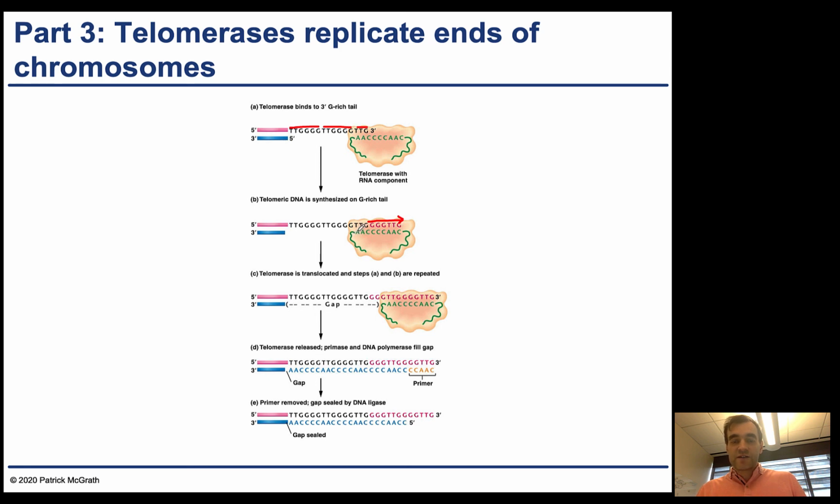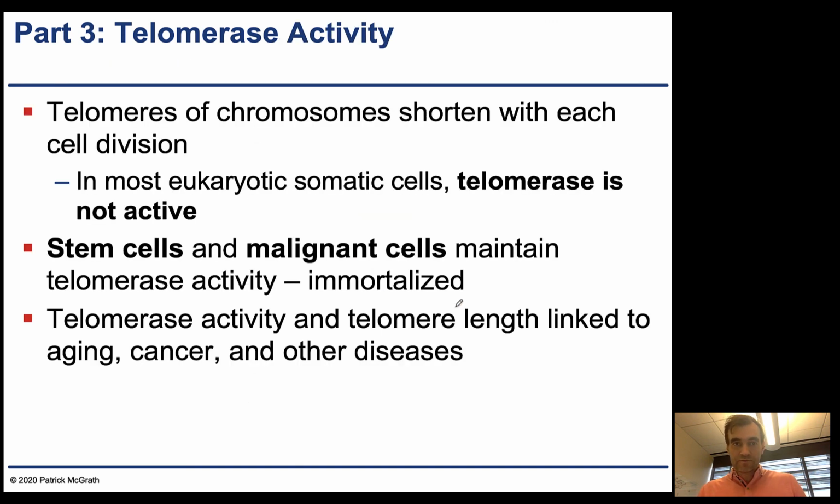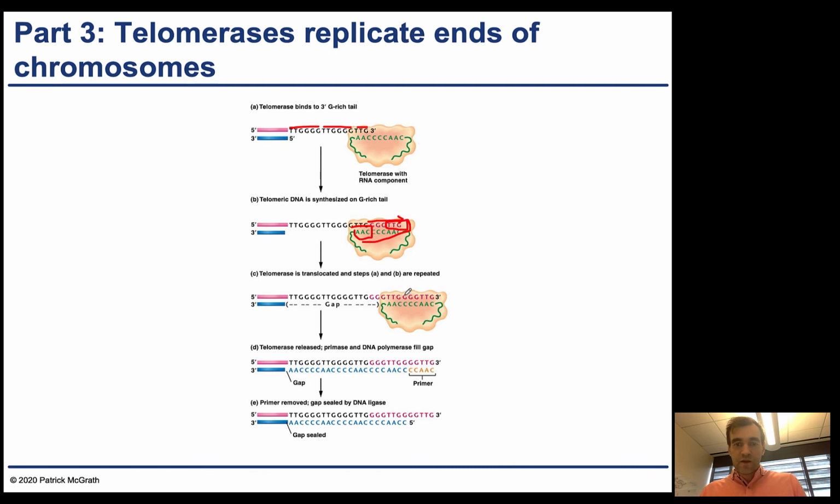And so now, once it reaches the end, the telomerase is actually able to translocate. And so this AAC right here can move to be complementary to the TTG at the end. And so you're able to continue this process and actually lengthen the ends of the linear DNA. So we've synthesized this over and over again.